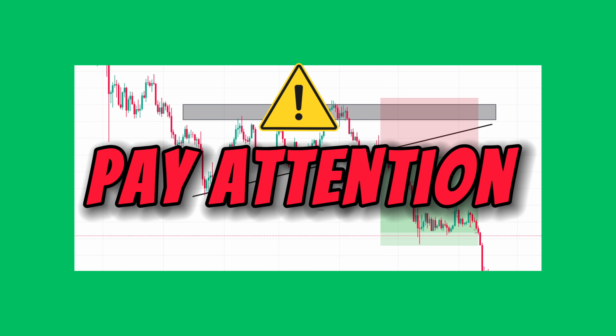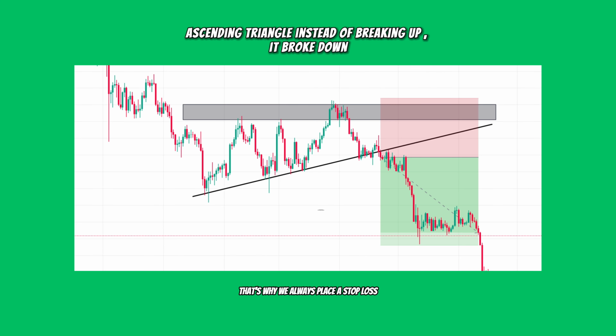In trading, anything can happen, so it's important not to be biased. The name ascending triangle may have been given by some experts, but it won't always work. That's why we always place a stop loss. In this particular example, the price broke downwards.